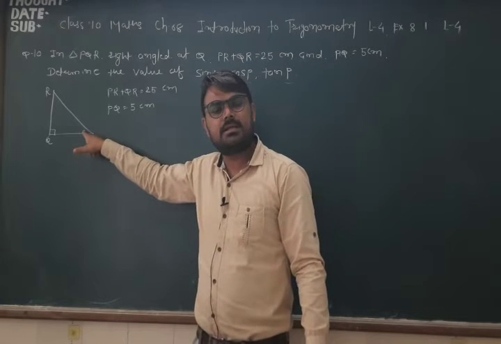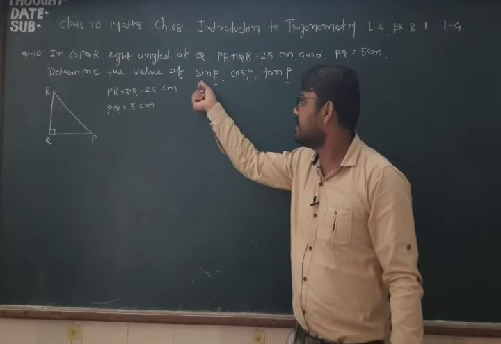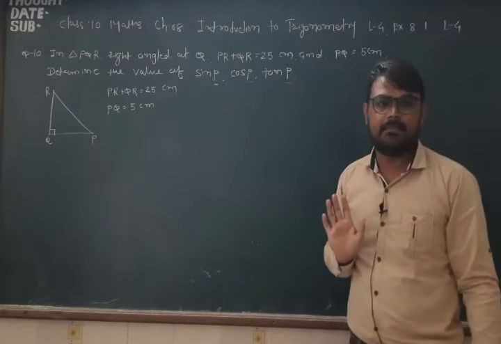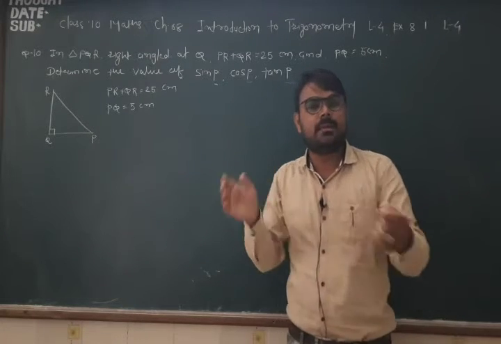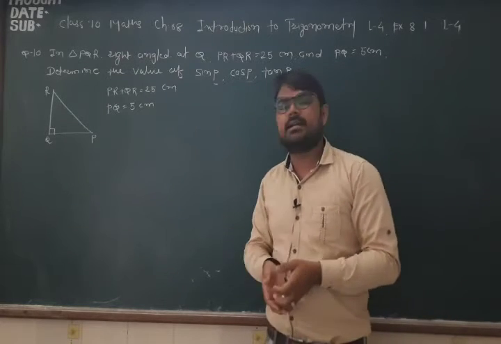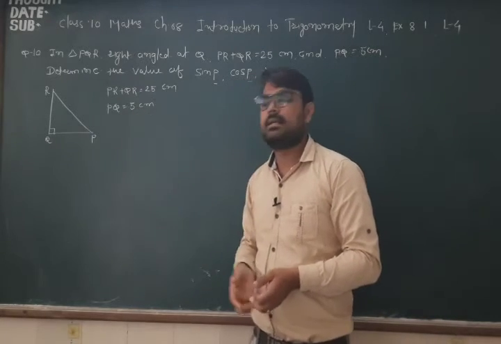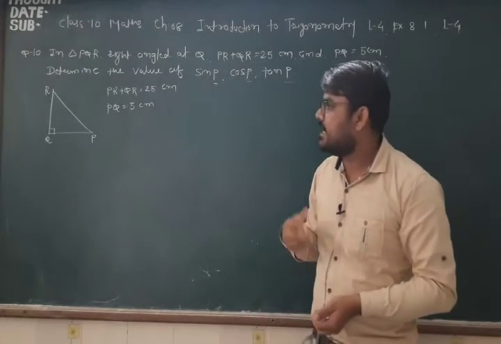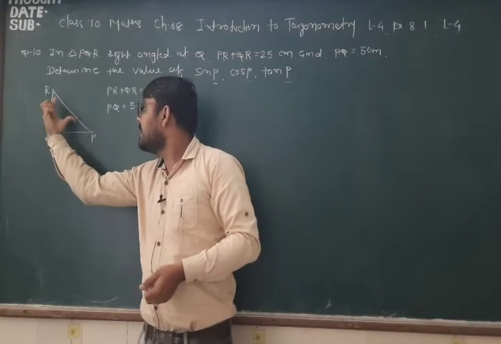Which angle do we have to consider? We have to consider P and we'll try to frame these trigonometric ratios sin, cos and tan. But friends, as we know, whenever we are asked to frame any of the trigonometric ratios, we need to have all the sides of the right triangle. But right now, we have only a single side of the right triangle given. So still, we need to find the remaining two sides, PR and QR.